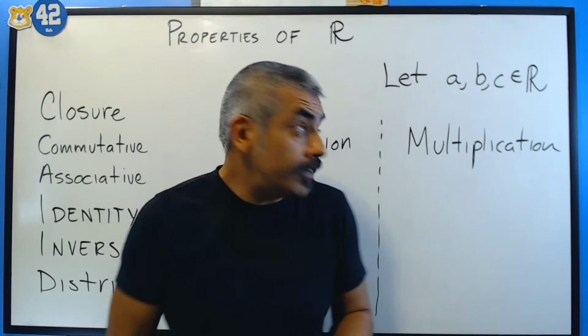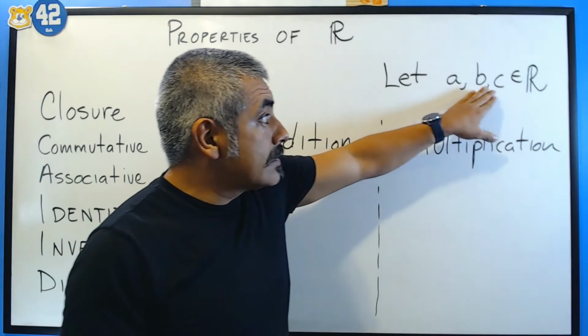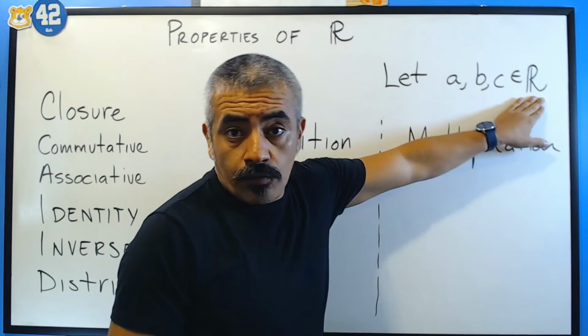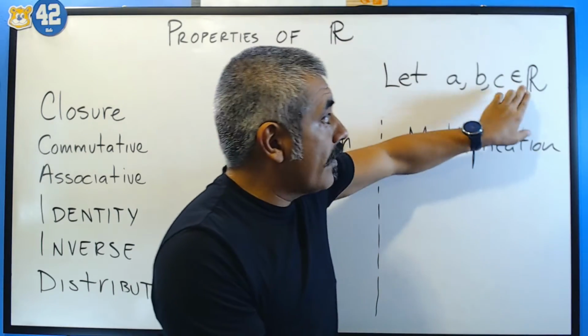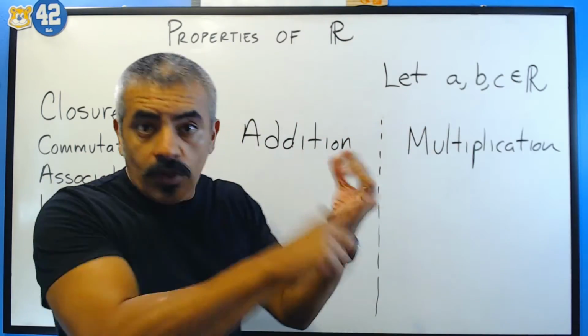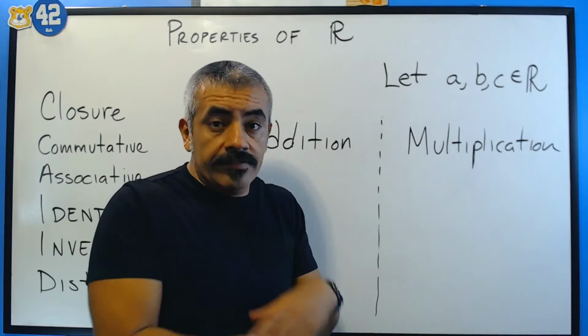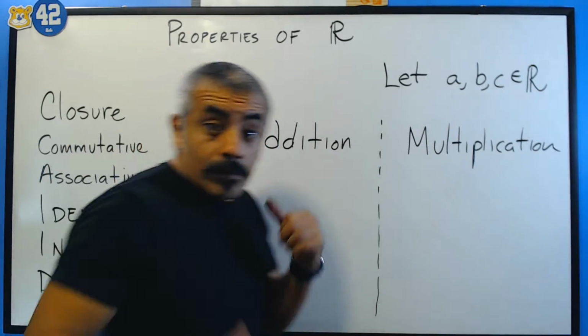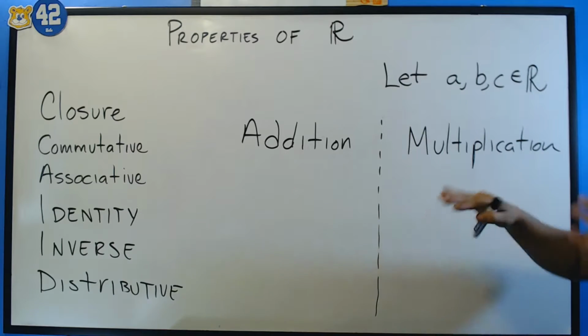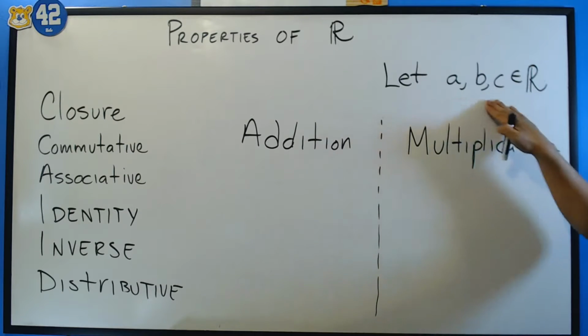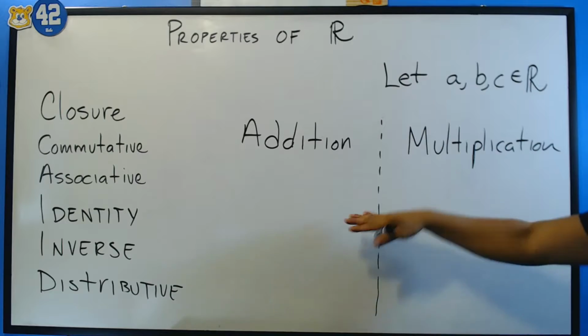Let's start with the definition. Let A, B, C be in the set of real numbers. This just means let A, B, and C be any numbers that are in the set of real numbers: 1, 2, 3, a negative, a positive, a fraction. Now, the majority of these properties come in two flavors, addition and multiplication. And we're going to see them in both, and we're also going to use actual examples with numbers so that you can see what they mean.